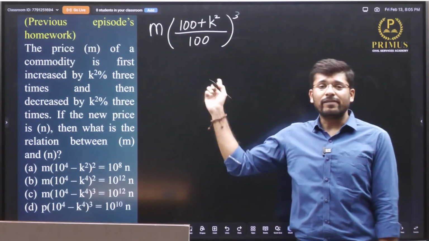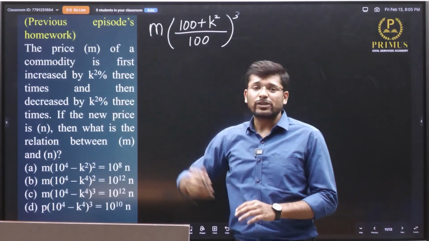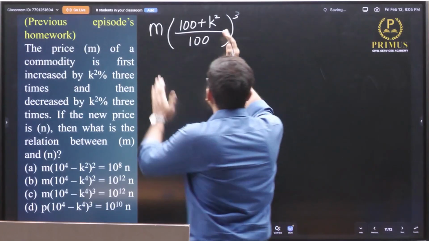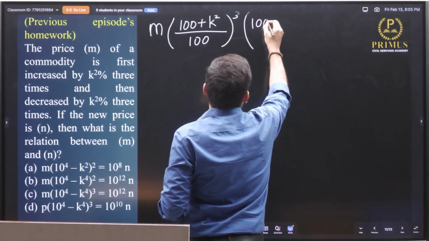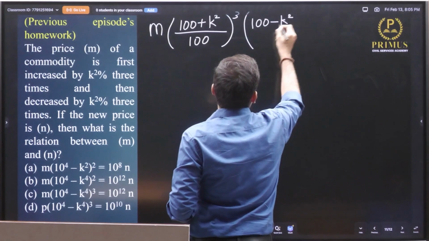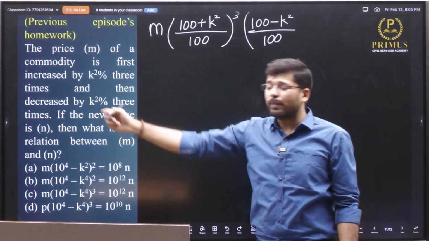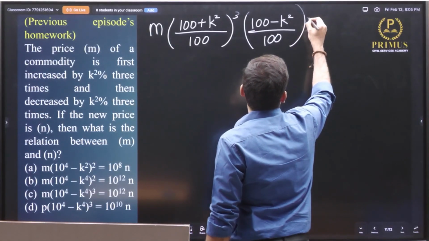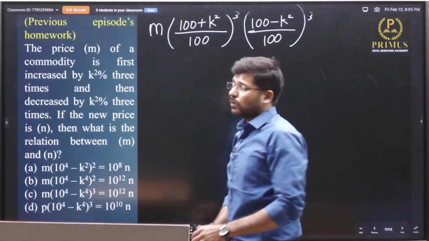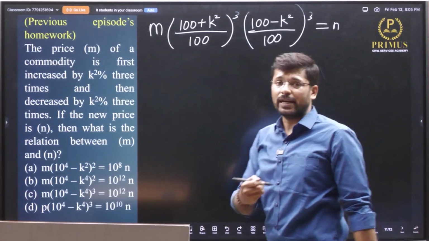Then, we don't stop there. What do we do? We decrease this value by K square percentage again. So if we decrease this entire value by K square percentage, its value will be 100 minus K square divided by 100. And we don't stop there, we repeat it 3 times. So again, we need to cube this as well. And this new value is said to be N.